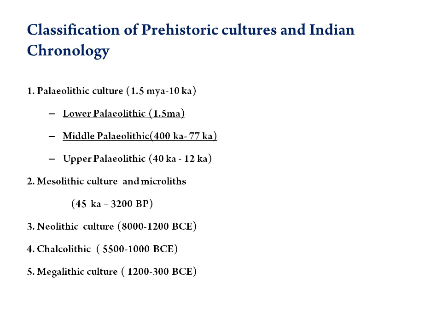So the Lower Paleolithic started from approximately 1.5 million years ago. Then the transition was occurring during 400,000 years ago to 77,000 years ago, then Upper Paleolithic from 40,000 to 12,000 years ago. Now, the Mesolithic culture in the Indian subcontinent is largely represented by the presence of microblades or microlithic technologies, spanning from 45,000 years ago to 3,200 before present.